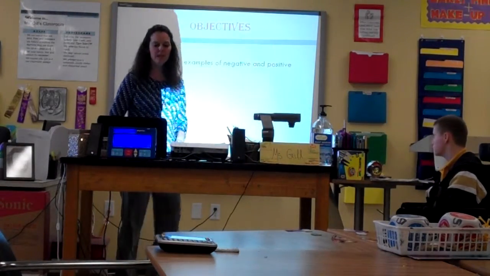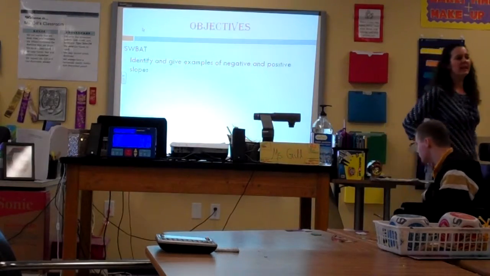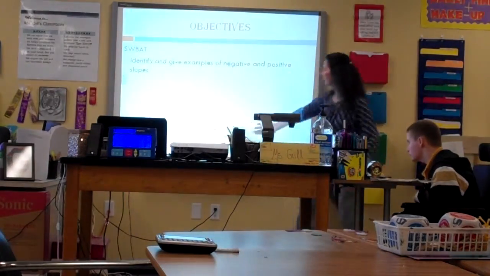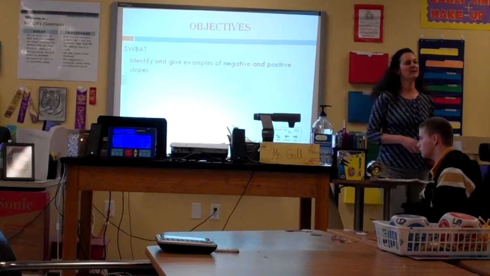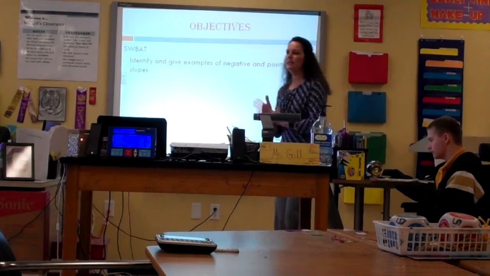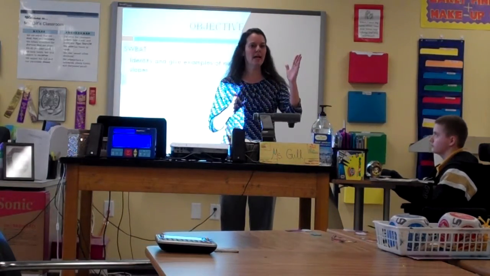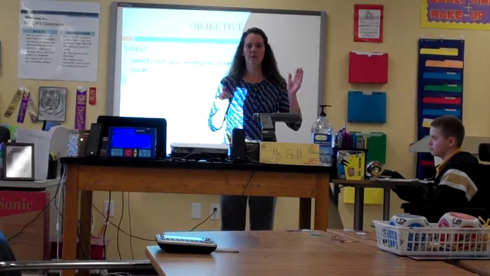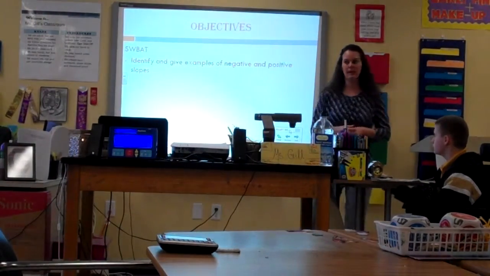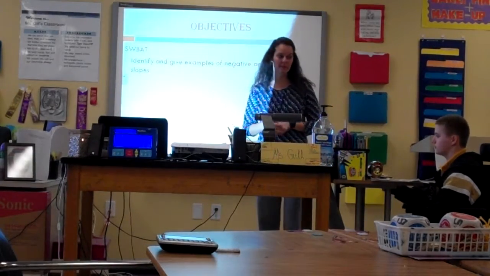Okay, our objectives today. Identify negative and positive slopes. First of all, before we get started, we are going to read slopes like we read a textbook. Which side, left or right, do we start? From the left. That's how we're going to read lines, from left to right, always. That's how we're going to tell if we have a positive or negative slope.